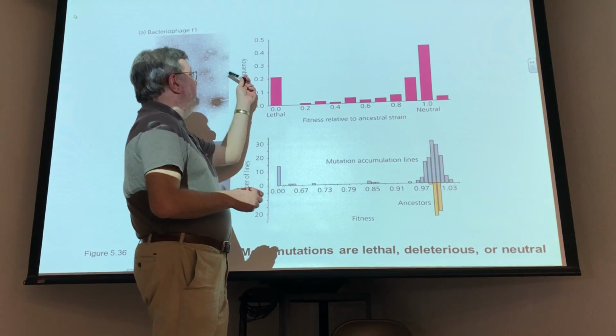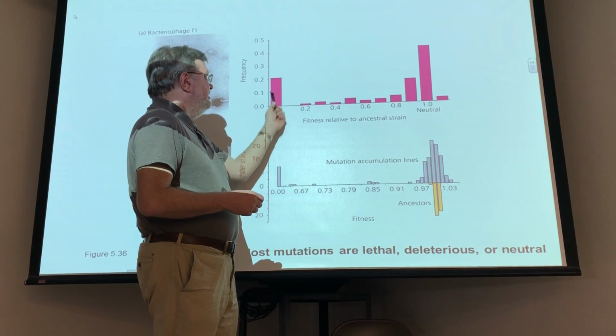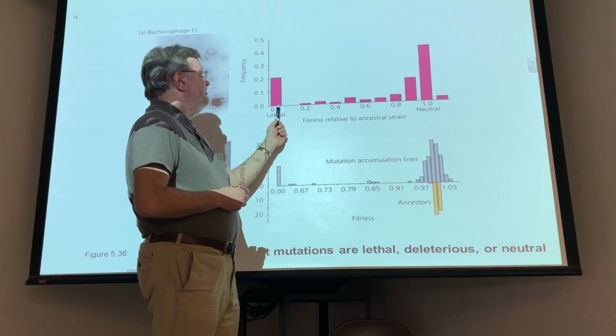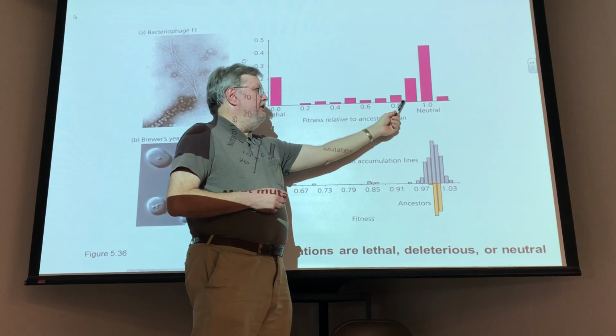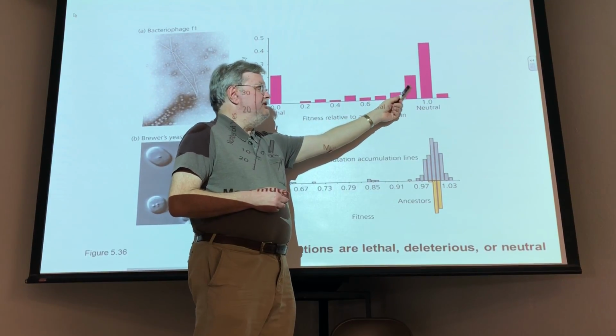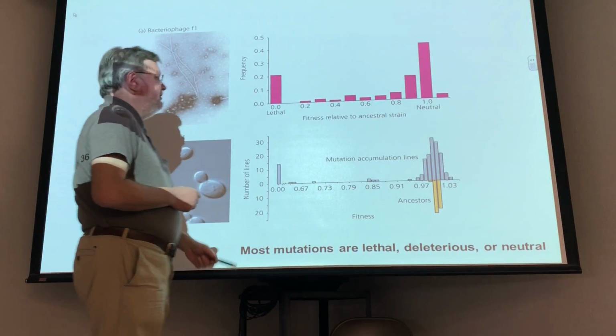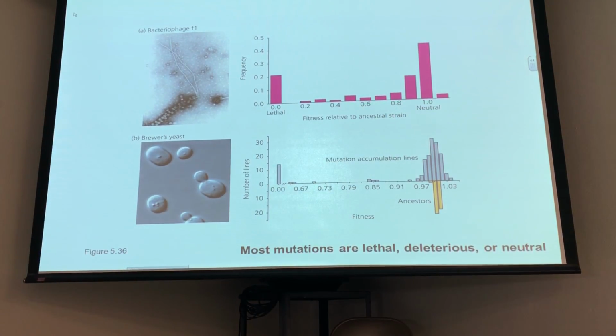So if you look at these bacteriophages here, you have a certain percentage, about 20% of the mutations were lethal. Some of them were extremely deleterious. A fair number were slightly deleterious, and only a small percentage were beneficial. And something similar is seen in the example of the breeder's yeast there.